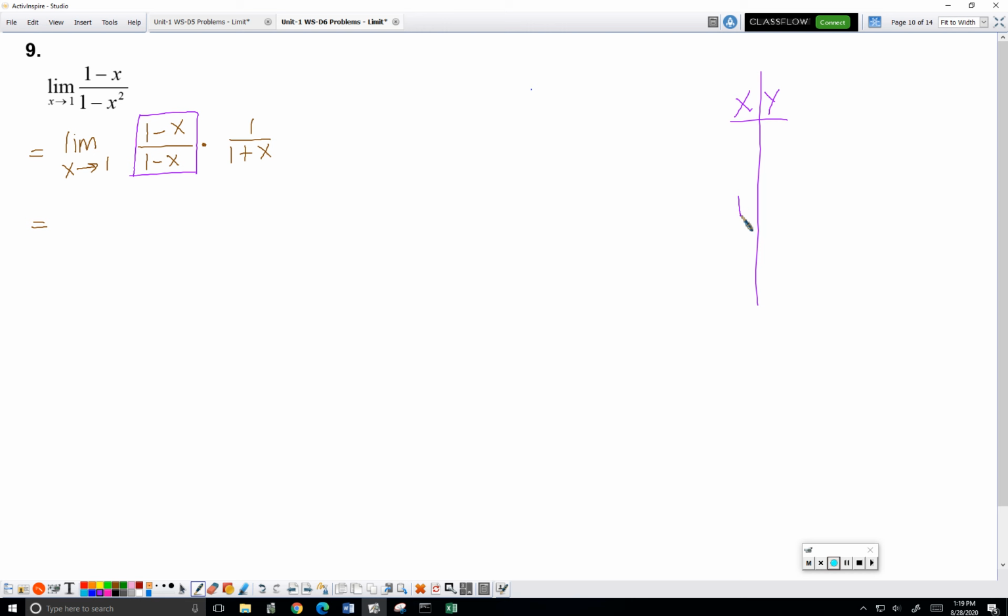You plug in 1. What's 1 minus 1? 0. And the bottom would be? 0. What's 0 divided by 0? Undefined. There we go. Wait, if it's not actually equaling 1, wouldn't it not be undefined, because it's not dividing by 0? You're on the right track.